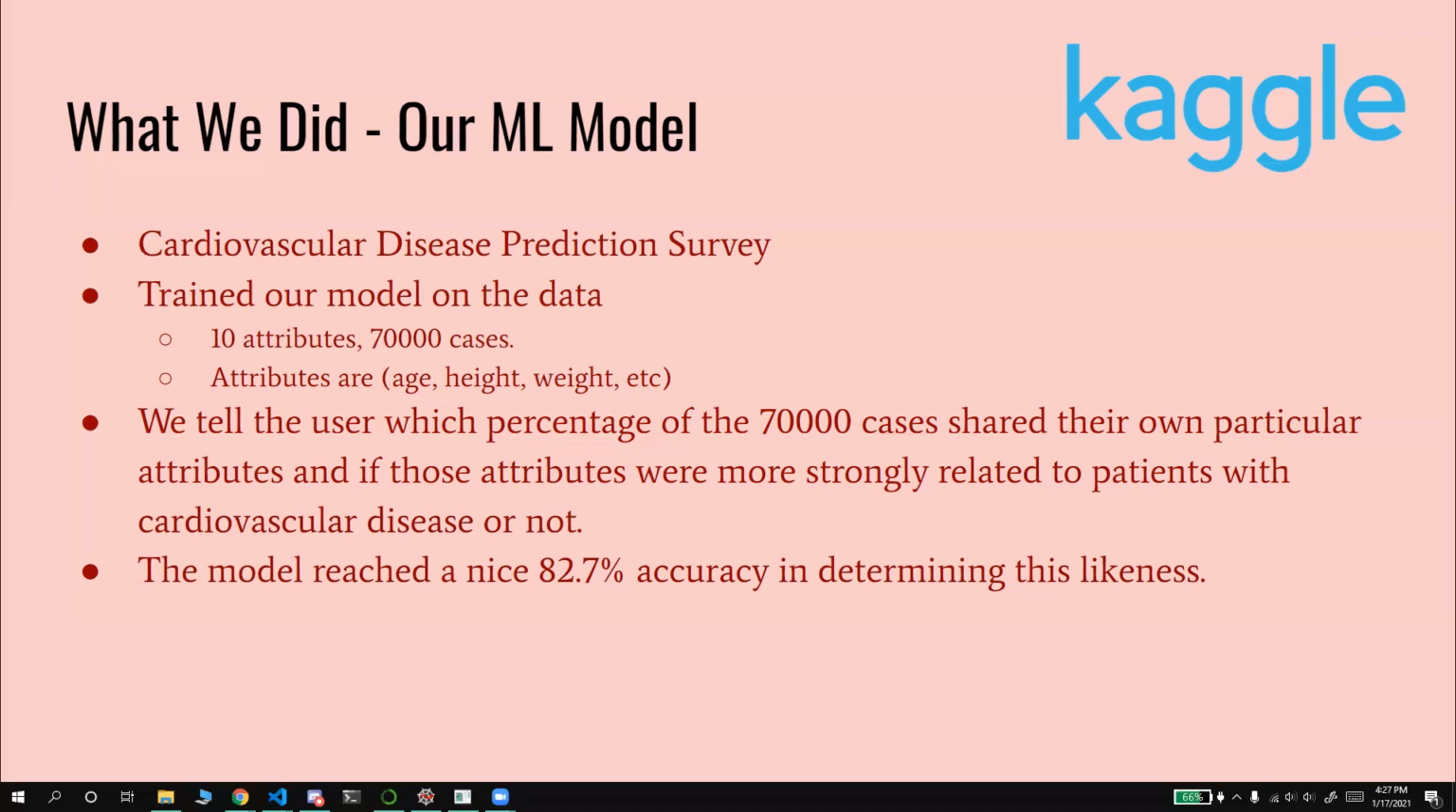So the model would tell the user which percentage of the 70,000 cases had the same attributes that the user entered, and if those attributes were more likely to cause you to have cardiovascular disease or not. The model reached a nice almost 83% accuracy rate in determining the likeness of you to the other data.